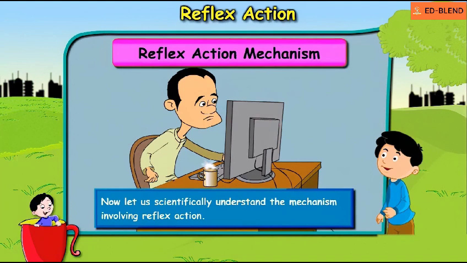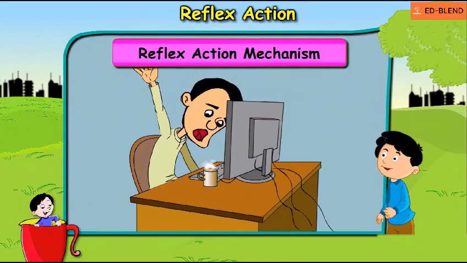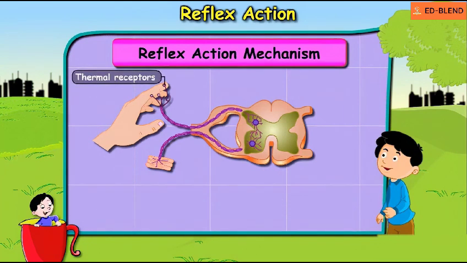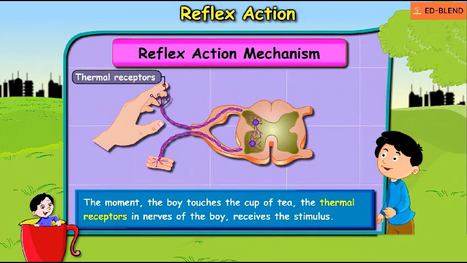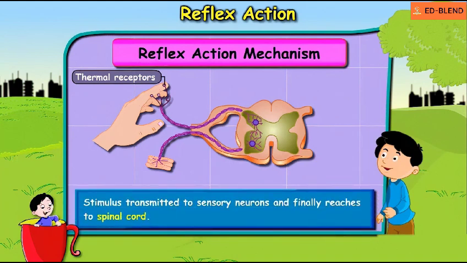Now let us scientifically understand the mechanism involving reflex action. Let us take the example of a boy touching a hot cup of tea. Now here, the external stimulus is generated due to the hotness of the tea. The moment the boy touches the cup of tea, the thermal receptors in the nerves of the boy receive the stimulus. From here, the stimulus is transmitted to sensory neurons and finally reaches the spinal cord.